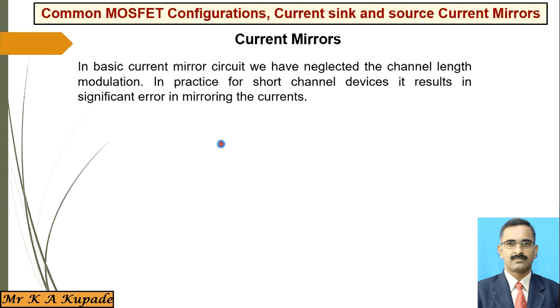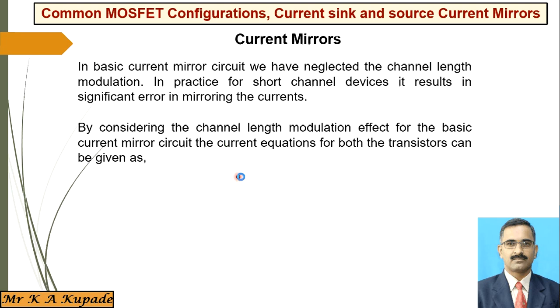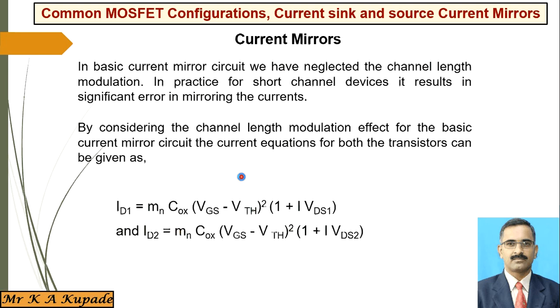Now, again, in the basic current mirror circuit, we have neglected the channel length modulation. In practice, for a short channel device, it results in significant error in the mirror current. So, by considering the channel length modulation effect for the basic current mirror circuit, the current equation for both transistors can be rewritten. That means even though in the mirror circuitry we are neglecting channel length modulation, in practice it results in some sort of error.